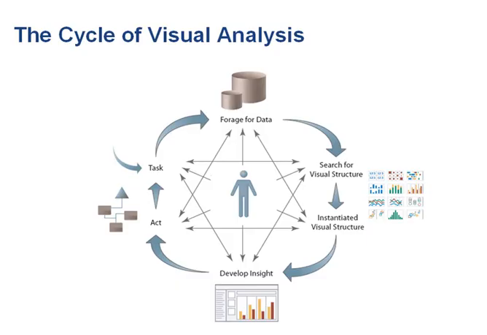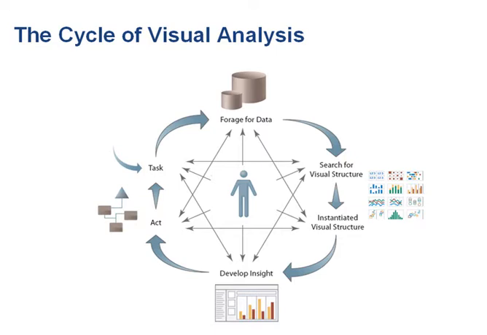At Tableau, we call this iterative process the cycle of visual analysis. People typically start with a task or a goal, and then they go searching for the data they need to answer those questions. Some of that data might be in the official data warehouse or in an Excel spreadsheet on their desktop. They collect that data, and then they start looking at ways to look at that data. Is it better to look at it as a bar chart or a heat map or a line series? And as they go through that discovery, searching for visual structure, they often realize, wait, I need more data.